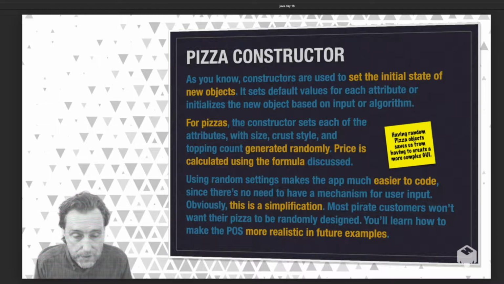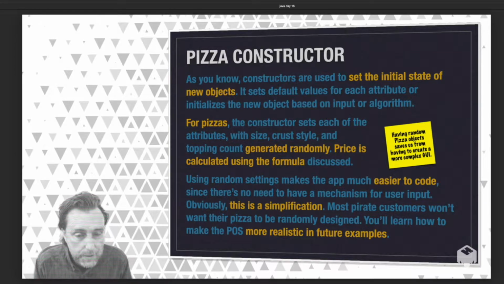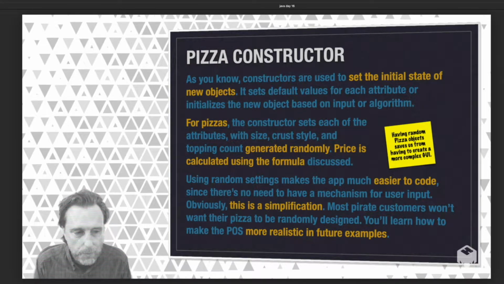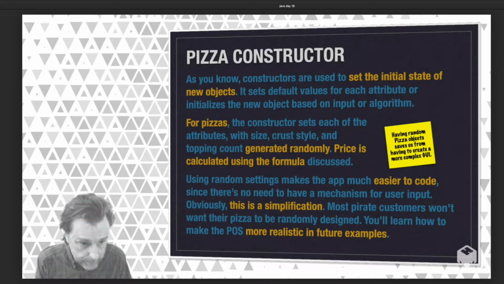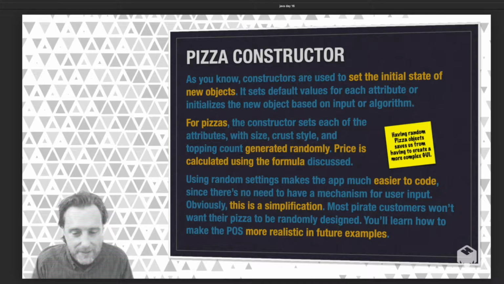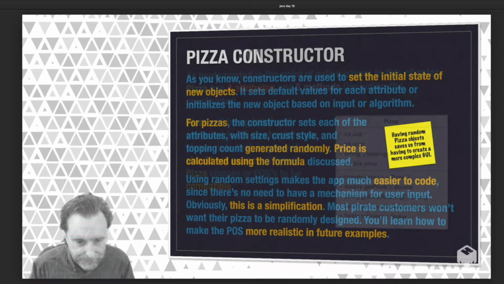We will, in future examples, add on to the interface to allow individual pizzas or food items to be sized and styled directly instead of obviously random. Random is a simplification. It is obviously not what you would want in a real point of sale, or in your team's project point of sale. You want the user to be able to specify exactly what is being purchased.